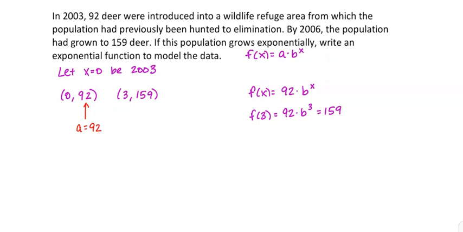So if 92b to the third equals 159, I'm going to go ahead and divide both sides by 92. So b cubed is equal to 159 over 92. Just leave that as a fraction for now. We'll head to our calculator here in just a moment. Since it's a b cubed and we want to know just a b, we're going to take the cube root of each side of our equation.